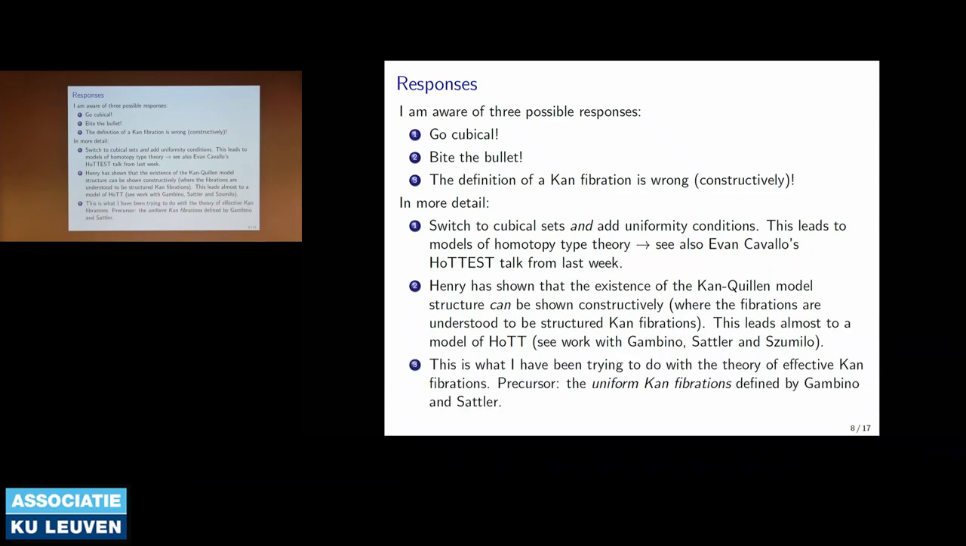Indeed, for the uniform Kan fibrations in the paper by Gambino and Sattler, they also show that by adding at least certain uniformity conditions, you can overcome the BCP obstruction in simplicial sets as well. Their problem is a different one, namely in the construction of universes. Yes, as we know. Okay.